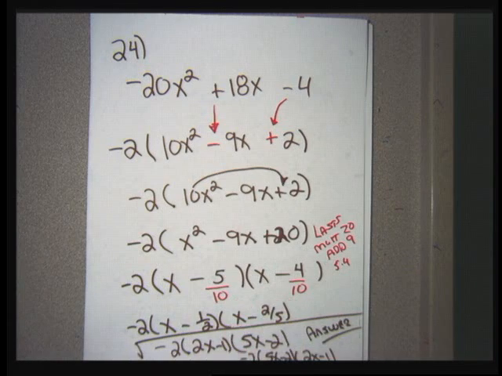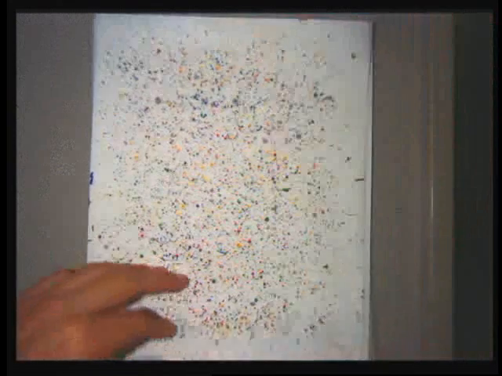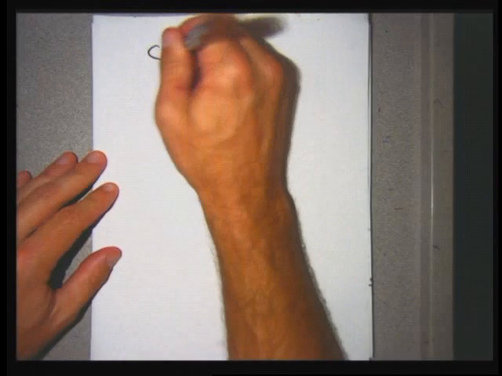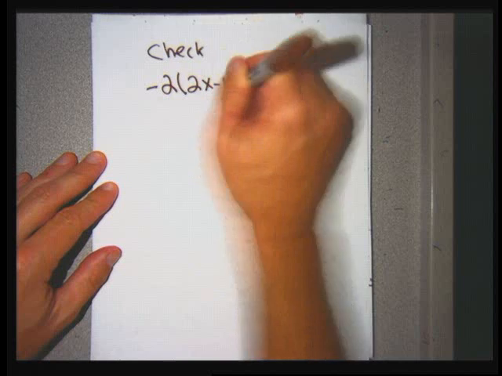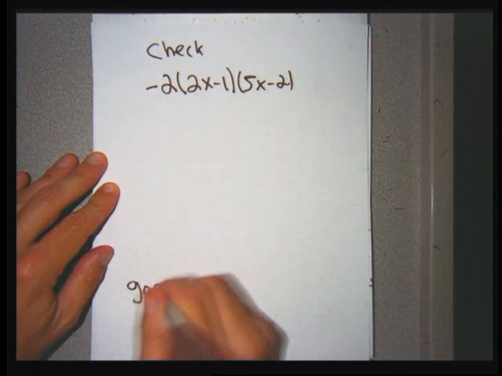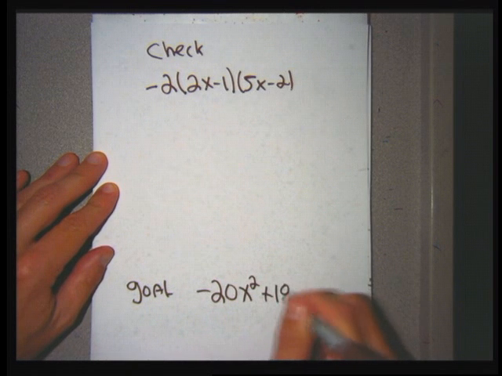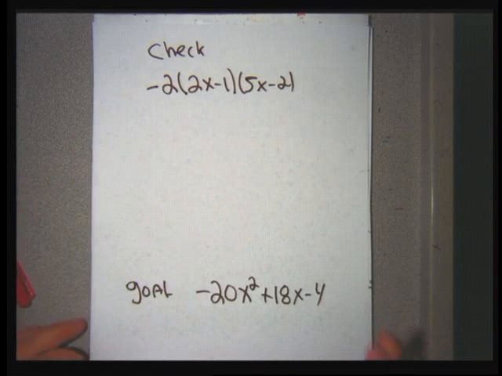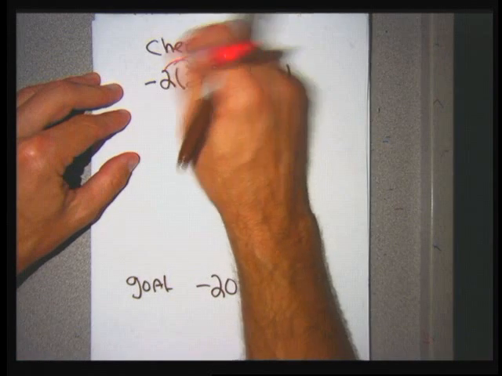It takes me a minute to check this, and this is a trickier one to check, so I might as well check it. So my answer that I came up with is negative 2 times 2x minus 1 times 5x minus 2. And my goal is to multiply that out to get the original problem, which is negative 20x squared plus 18x minus 4.